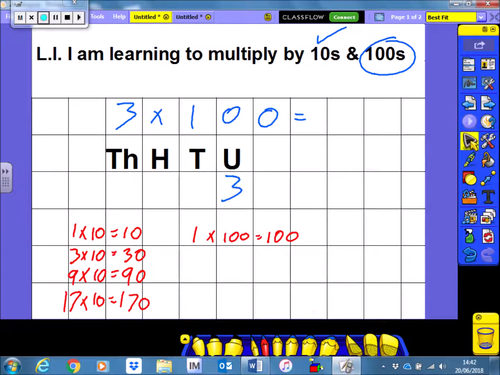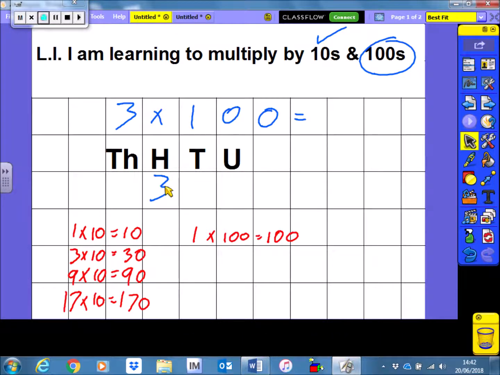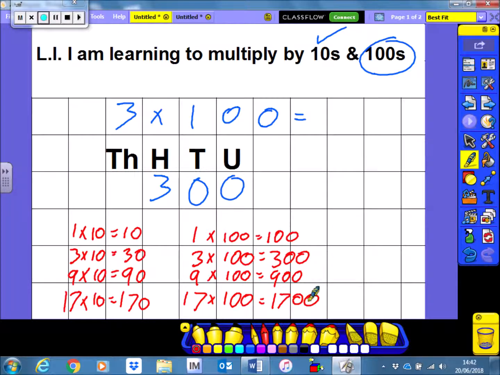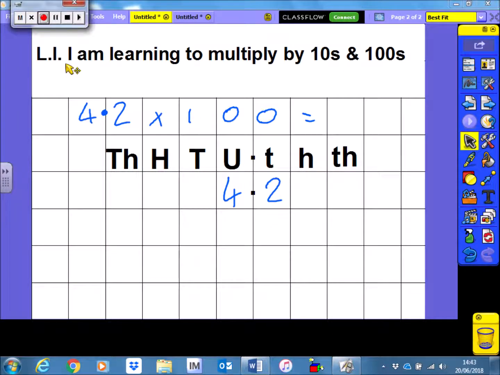3 times 100, the same thing happens. It moves up 2 places, and zeros fill the gap. So 3 times 100 becomes 300. And it will be the same for 9 times 100, equaling 900, and 17 times 100, which becomes 1,700. And again, you might be thinking, well, we're just adding zeros on. But to hammer this home, that's not the case.